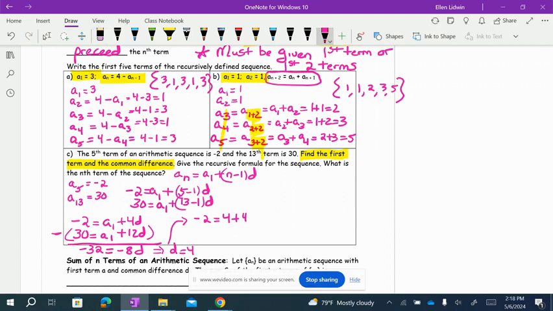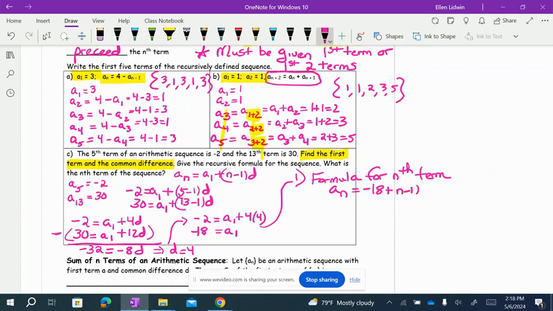So let's come back to this. I'm sorry. We don't know a sub 1, we just know d. So a sub 1 plus 4 times 4 is 16. And when you bring it over the other side, it makes negative 18 your a sub 1. So your formula for the nth term would be a sub n equals negative 18 plus n minus 1 times the d, which was 4. And then you would simplify it to be 4n minus 22.